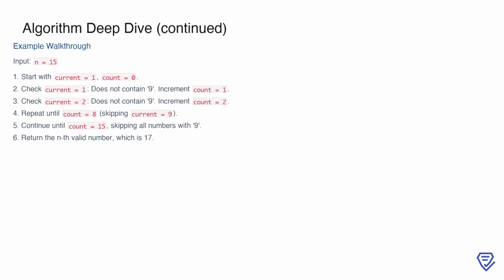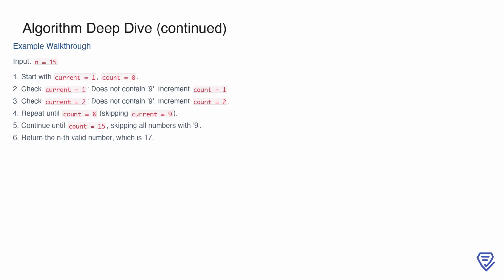The algorithm checks current equals 1, which does not contain 9, so count is incremented to 1. Next, current equals 2 is checked, and since it is valid, count becomes 2. This process continues, incrementing count for each valid number while skipping numbers like current equals 9 that contain the digit 9. By the time count reaches 8, the algorithm will have skipped 9 and proceeded to valid numbers such as 10, 11, and so on.